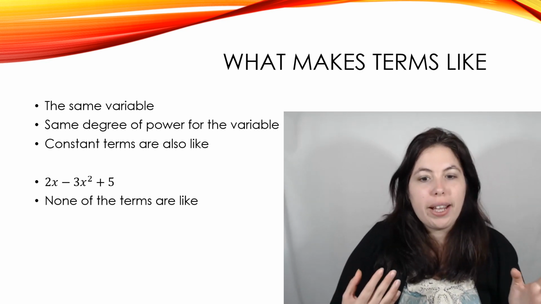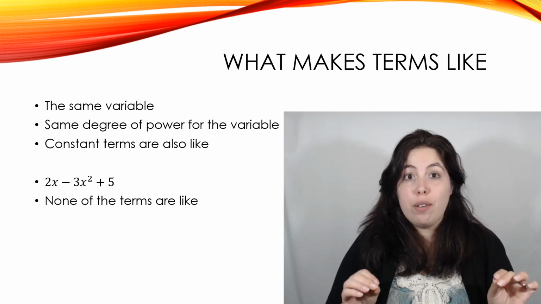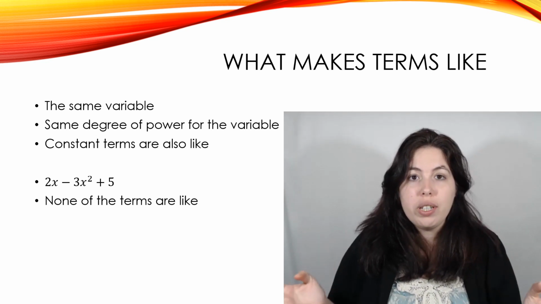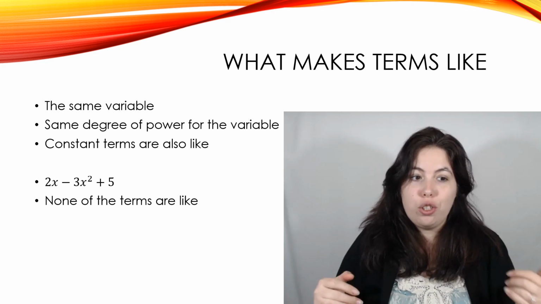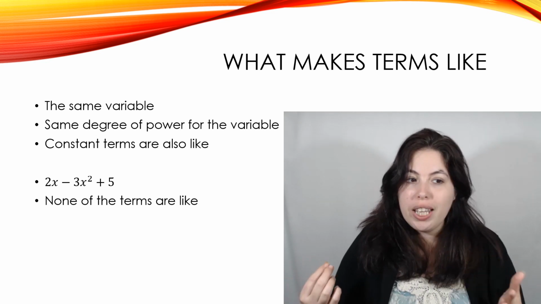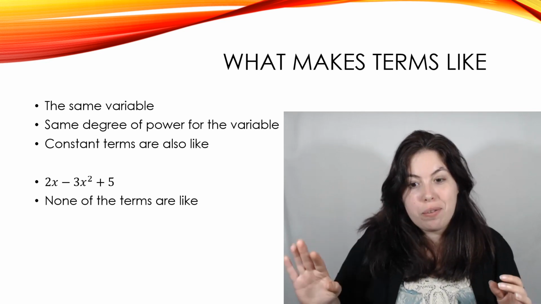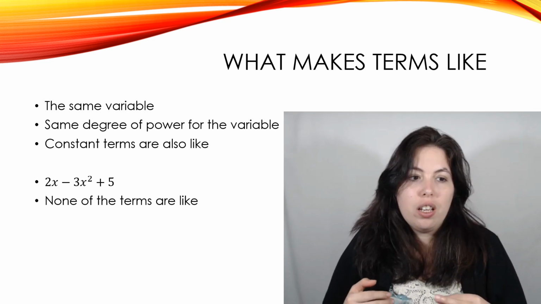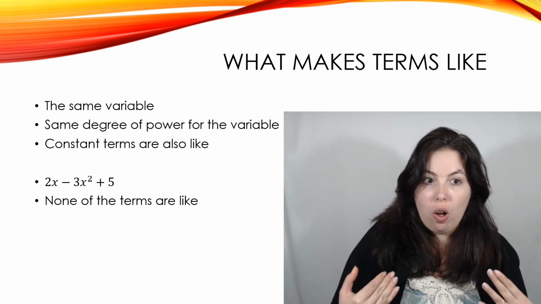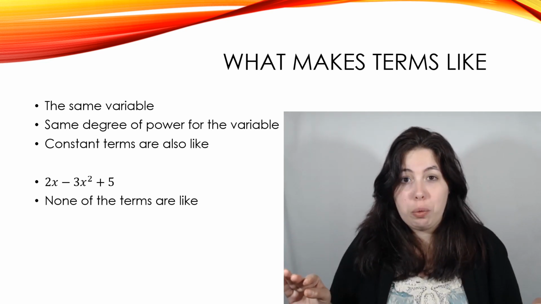So if I was looking at 2x minus 3x squared plus 5, I see that I have three different terms: 2x, 3x squared, and 5. If I was going to see if there are any like terms in there, well, the 2x could only be like terms with an x in it. There is the negative x squared, but that one has a square, so it has a different degree of power, so they're not like. And the 5 can only be like terms that do not have a variable in it at all. So actually, these three terms in this expression, none of them are like with each other.